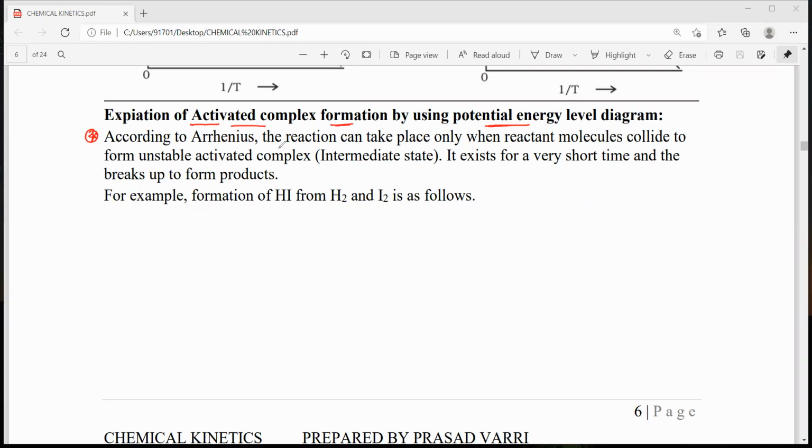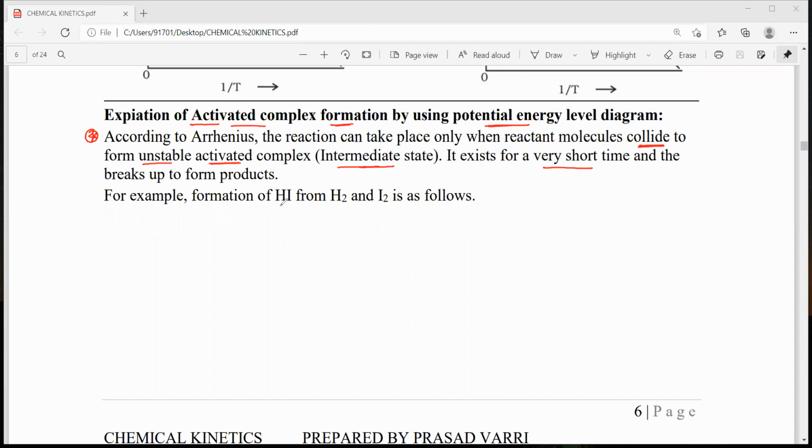According to Arrhenius, take any chemical reaction. The reaction takes place when the reactant molecules collide with each other and form an unstable activated complex. This unstable activated complex is also known as the reaction intermediate state, and it is converted into products, because that intermediate state is short-lived and unstable, and the bonds between the reactant molecules break and are converted into products.